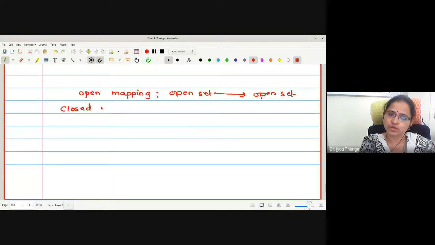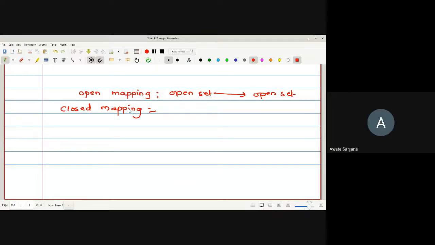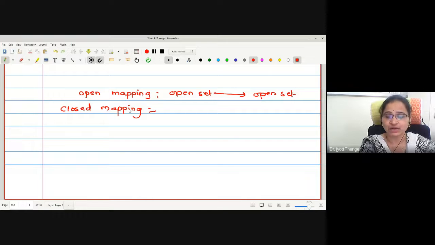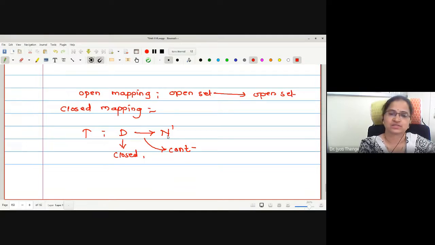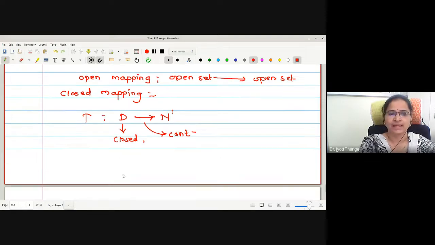Now it's time to define closed mapping. Can you guess? Closed mapping. Closed set to closed set. But it is not exactly closed set to closed set. It is defined as: whatever mapping T we define, say from D to N dash, the domain is closed and the mapping is continuous. Domain is closed, mapping is continuous. It is not exactly that it will take closed set to closed set. So closed mapping is: domain closed, mapping is continuous.